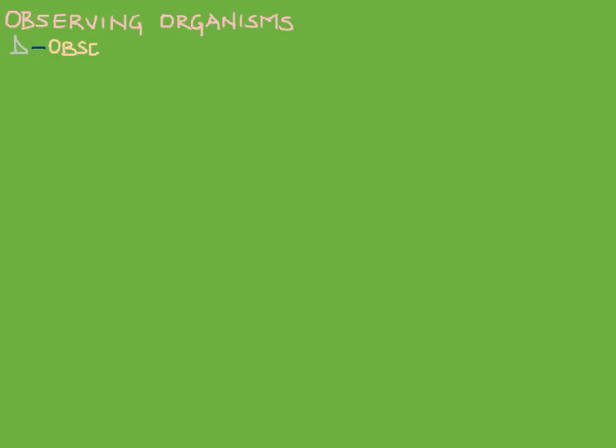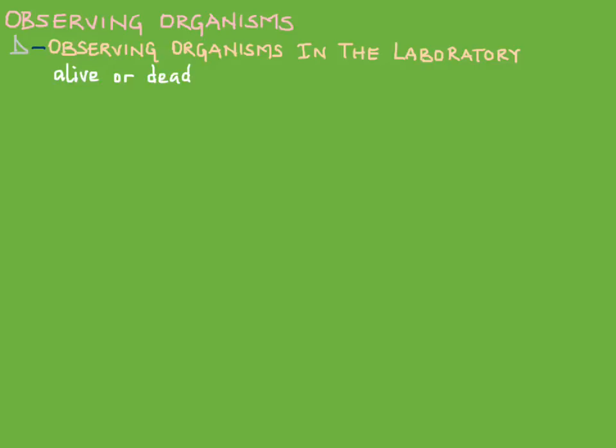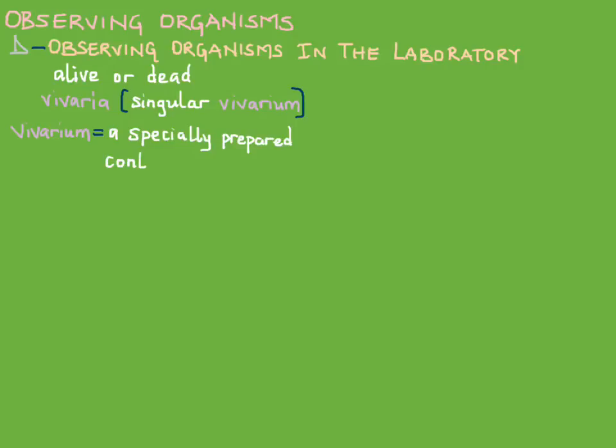Let's now look at how we can observe organisms in the laboratory. Organisms in the laboratory can be observed either alive or dead. Live organisms can be kept in vivaria, or vivarium for singular. A vivarium is a specially prepared container for keeping living organisms.